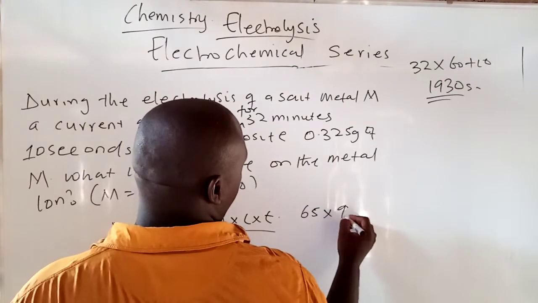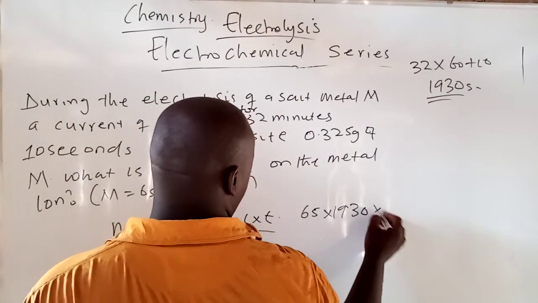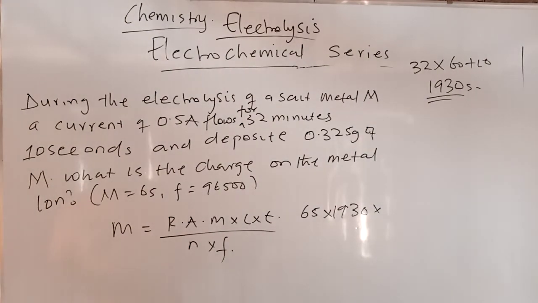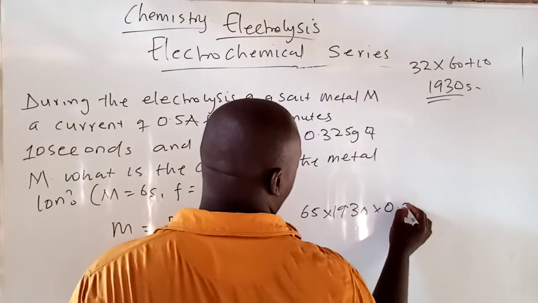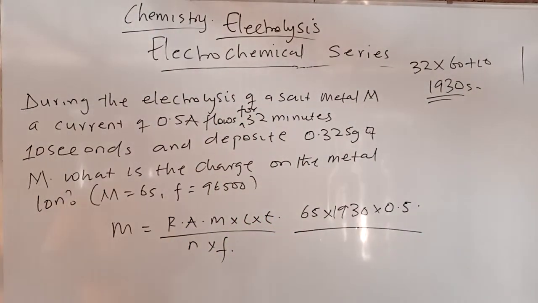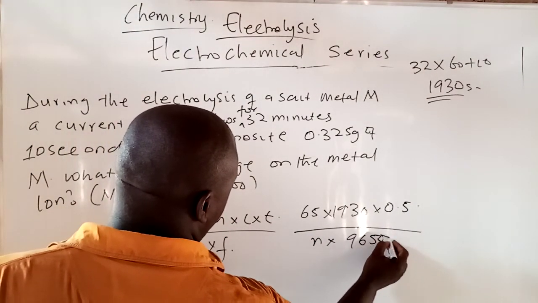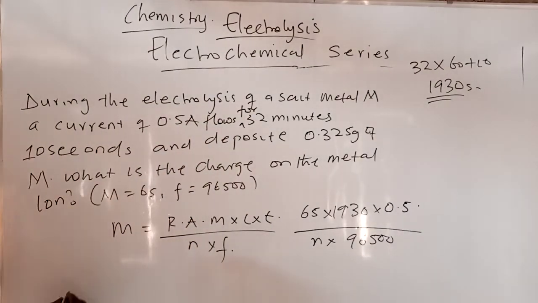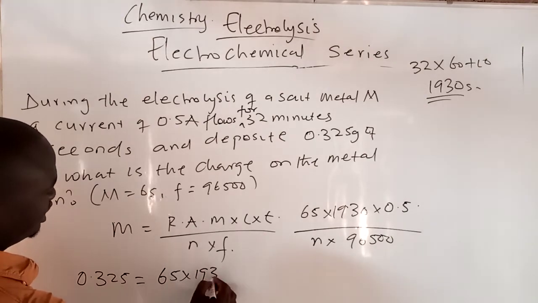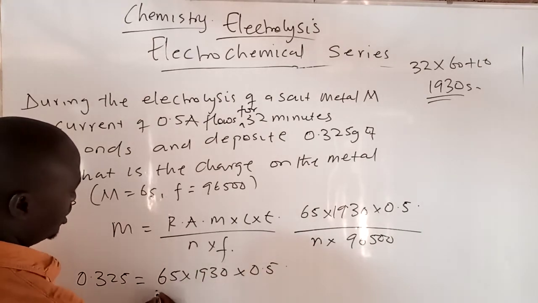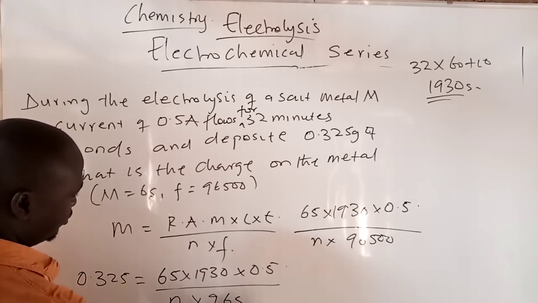So this will give you 1930 times the current, so your current is 0.5, divided by, now they are talking about the element M. They want you to get the number of charges, which is the N, but they are giving you the mass to be 0.325. So N is what we are trying to find, and F is 96,500. So remember that your M, which is 0.325, is equal to 65 times 1930 times 0.5 all over N times 96,500.